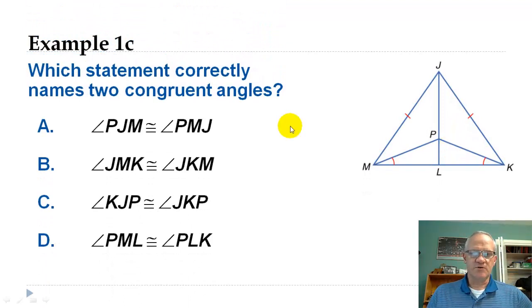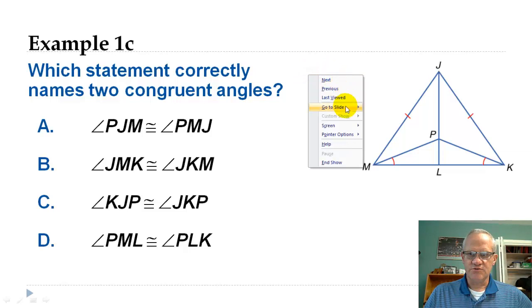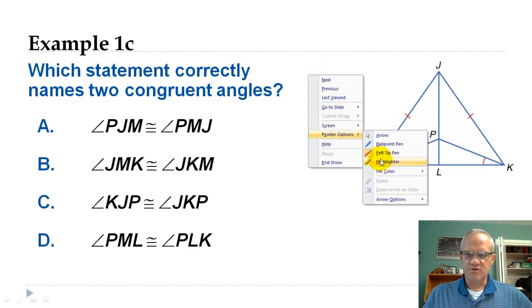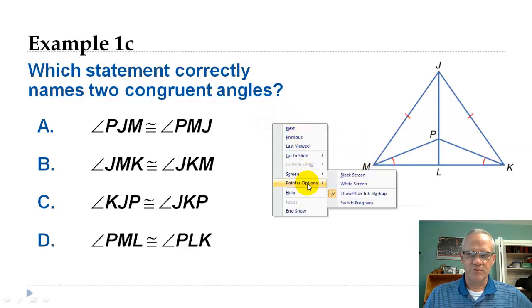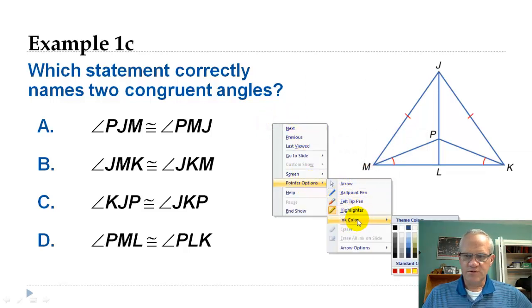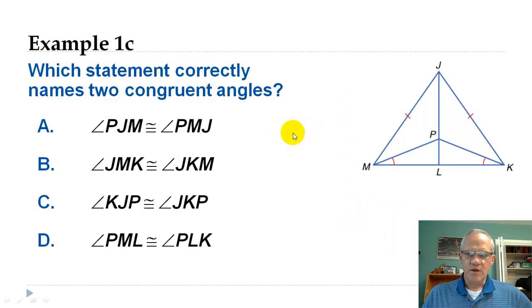Okay, which statement correctly names 2 congruent angles? We've got a lot going on here, so we're going to have to figure out what we have. I'm going to try some highlighting. I've never tried this before, but I think I can highlight with different colors. Good, okay. All right, we'll start with this one.